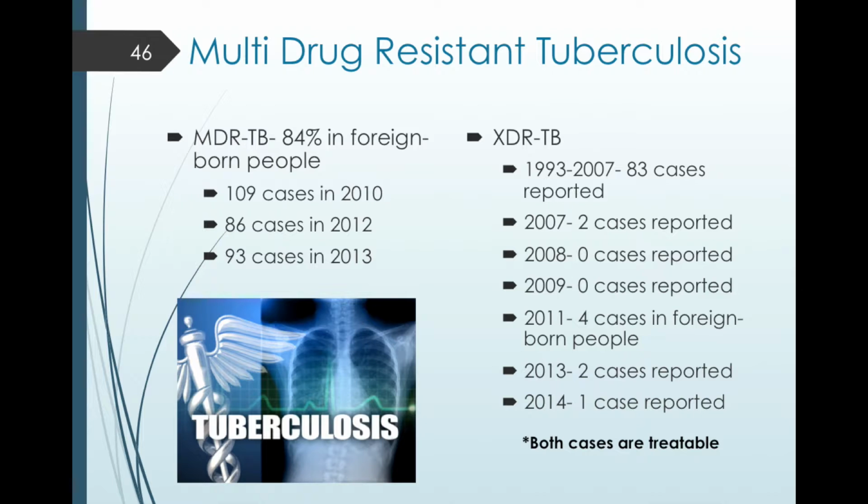Multi-drug resistant tuberculosis, there are a few kinds. They are generally from foreign-born people that bring them into the United States. You can see the cases from 2010 through 2013 on the left side. On the right side, you can see through 2014. The good news to this is that both cases are treatable.